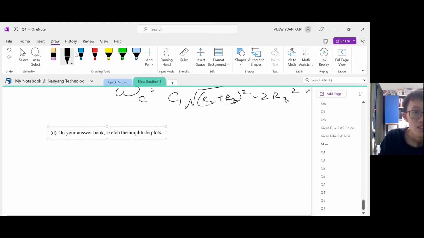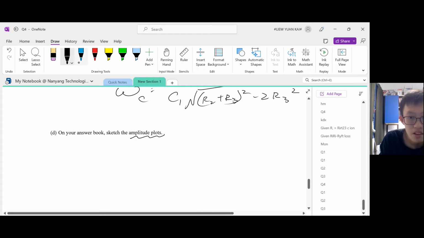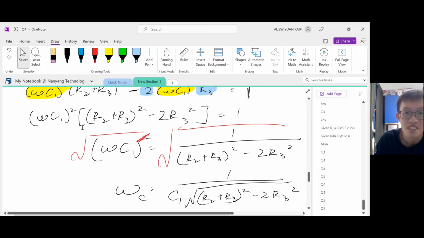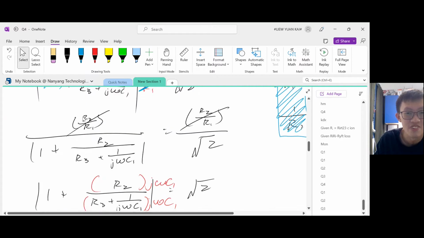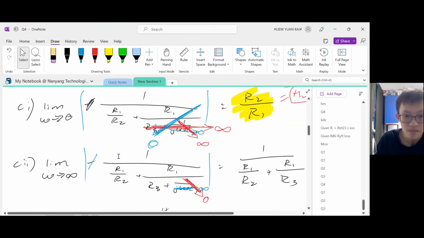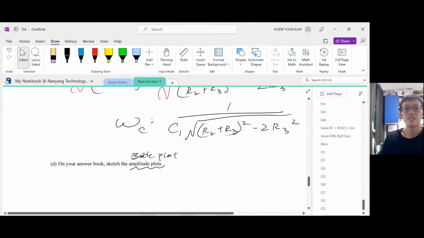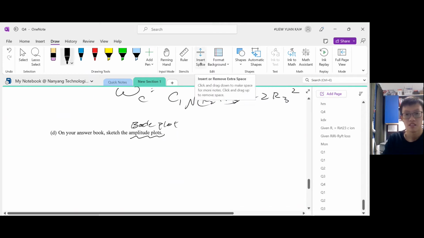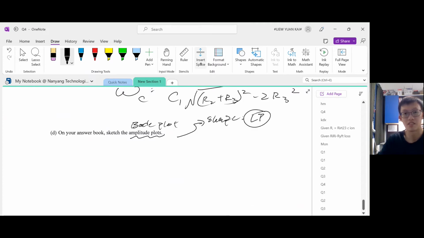Ah, okay. So what does it mean by amplitude plot? Amplitude plot means Bode plot, or whatever. I don't know. It's been 2 semesters and I never know how to pronounce Bode plot. Okay, anyways. So you need several things to draw the Bode plot. Number one, the shape. The shape is whether it's a low pass or a high pass. In this case, it's a low pass filter.